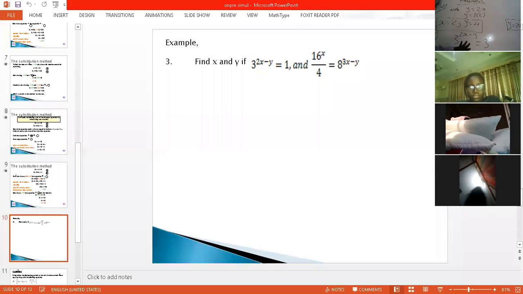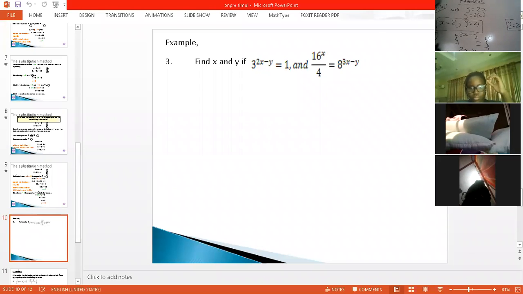So this is equation 1 first. Equation 1 is giving us 3 to the power of 2x minus y equals 1. But instead of writing 1, I can write it as 3 to the power of 0, knowing that 3 to the power of 0 is equal to 1. So once you do that, you can do away with that base. Once you do away with the base and you consider the power, you equate the power. Equating the power will give you 2x minus y equals 0.